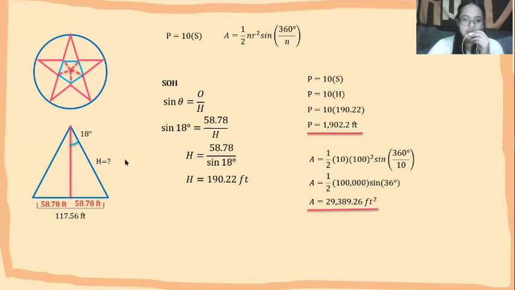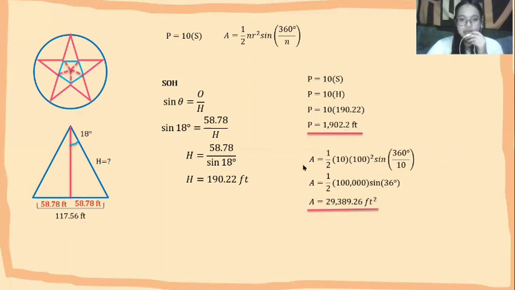So the leg or the hypotenuse is not given. So hypotenuse is equal to 58.78 divided by sine 18 degrees. So we have hypotenuse is equal to 190.22 feet. So this leg or one side is equal to 190.22 feet. In order to get the perimeter, we have to multiply the side or the hypotenuse by 10. So we have 10 times 190.22 is equal to 1,902.2 feet. So this is our perimeter.